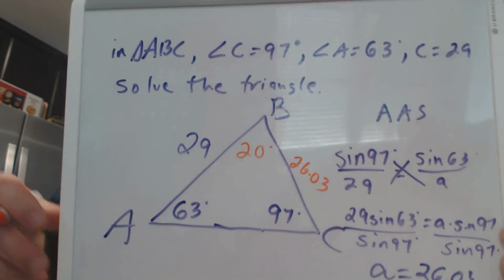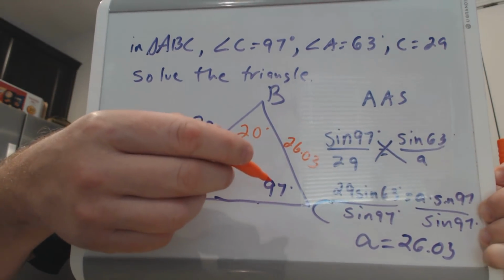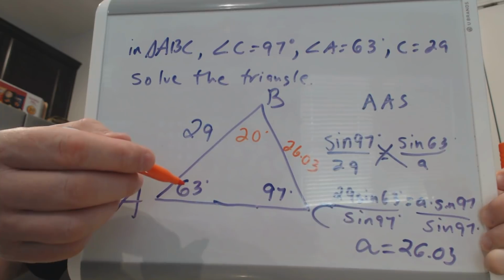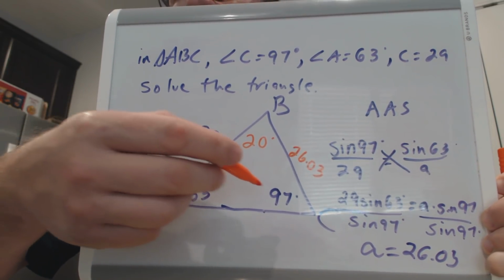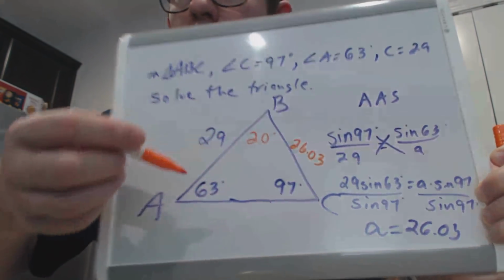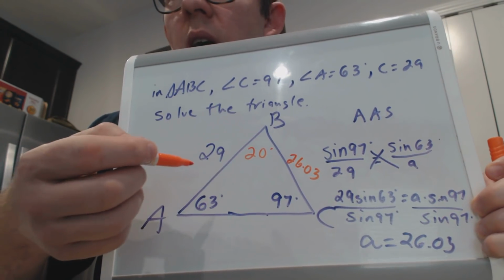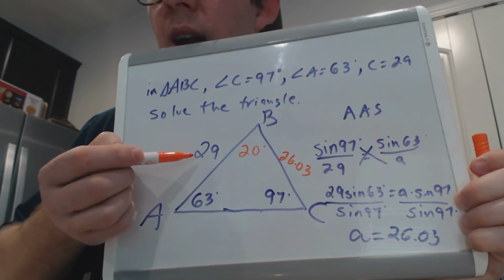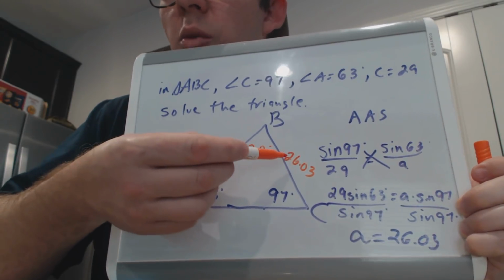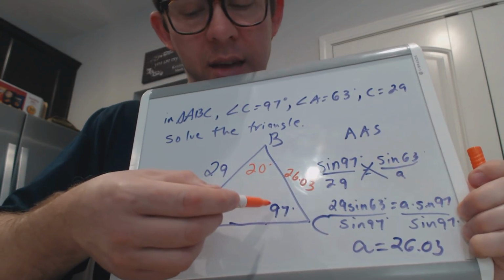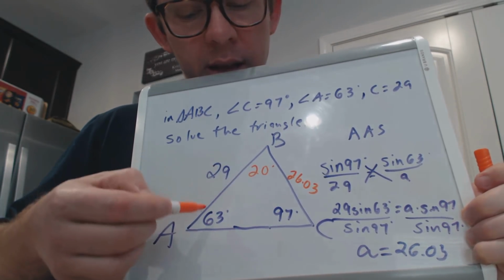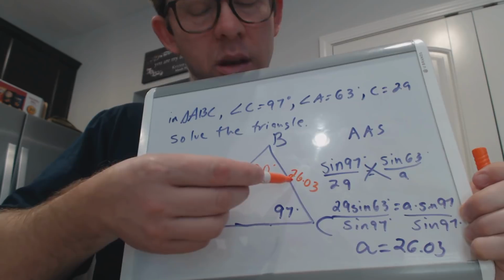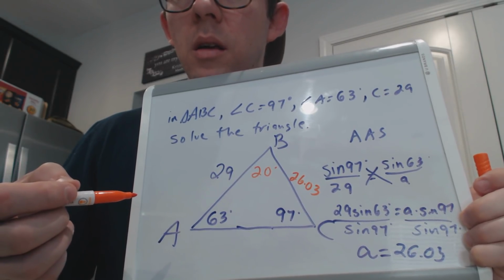Now, notice this. See how this angle 97 was bigger than this angle 63? Guess what? 97 has a bigger side across from it than 63 does, okay? The bigger angles have the bigger side. So I knew that 29 was going to be larger than 26.03 because 97 is larger than 63. So bigger angles have bigger sides, smaller angles have smaller sides, okay?